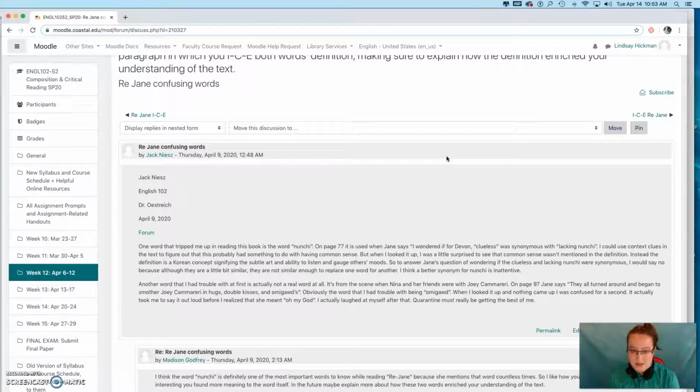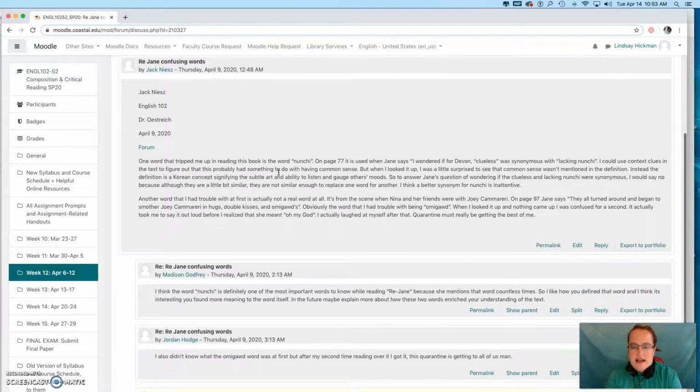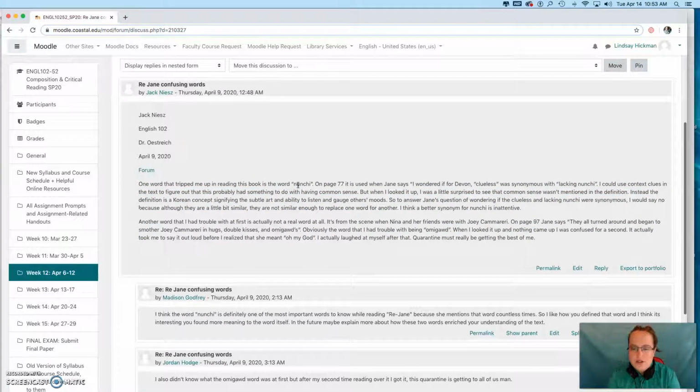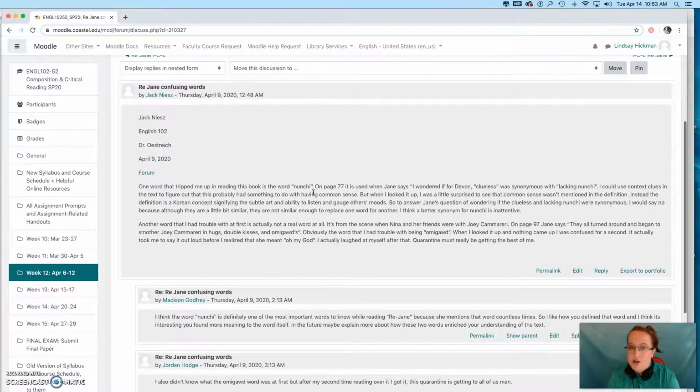Make sure to include in the book Red Jane, in the novel Red Jane, in the text Red Jane, however you want to do that. But this is a really good way to show there are 2 different words that Jack is having trouble with that he did not know the meaning of right off the bat. So this is a really good example.